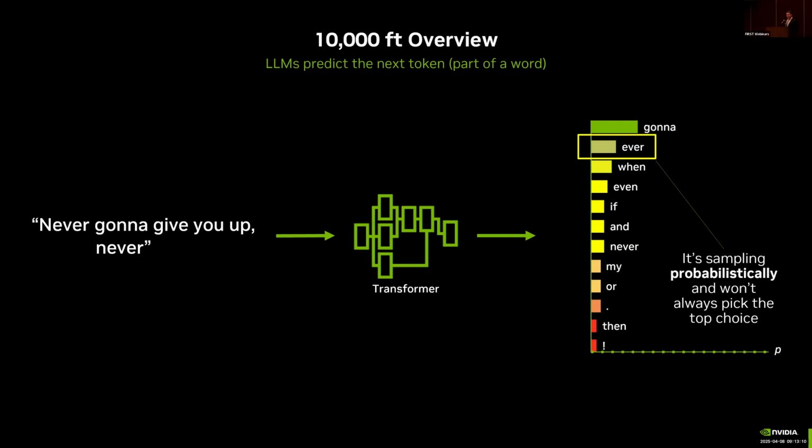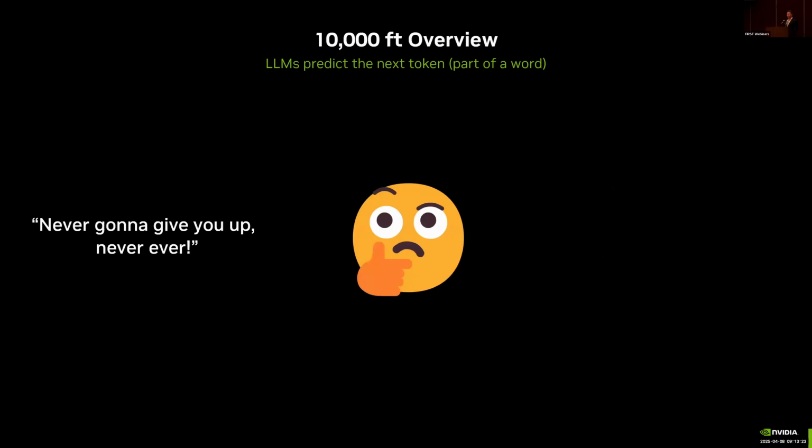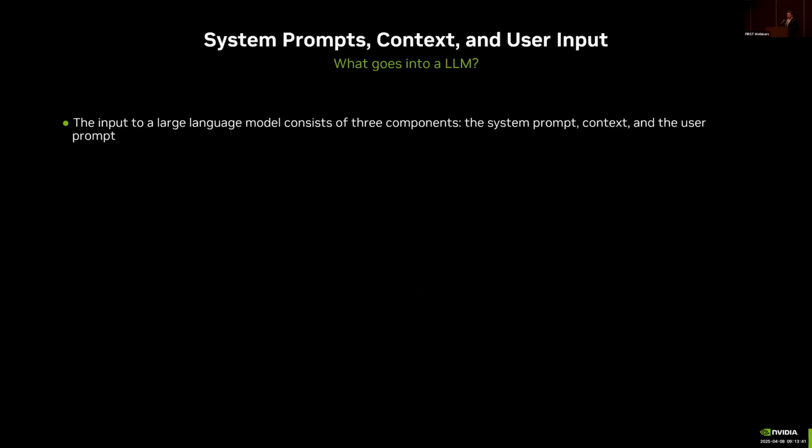"Ever." It's sampling probabilistically. It won't always pick the same thing, right? "Never going to give you up, never gonna." Sometimes it's going to pick the second highest probability token. We just have to live with that. "Never, ever." This looks better with the Apple emojis. Sorry to Android users. But this is not exactly what we expected to come out of it when we gave it "never going to give you." So we have that non-determinism.